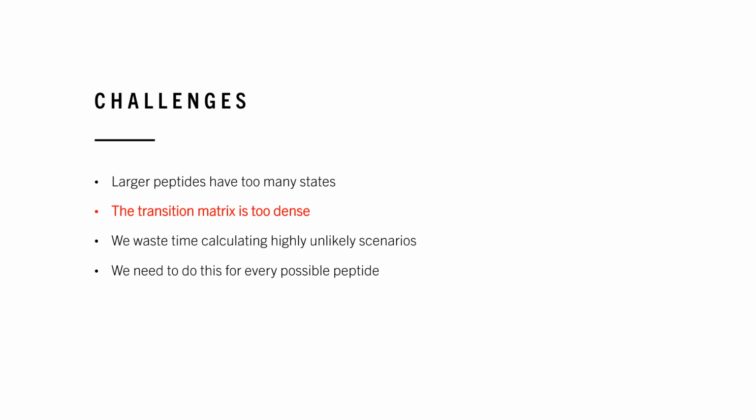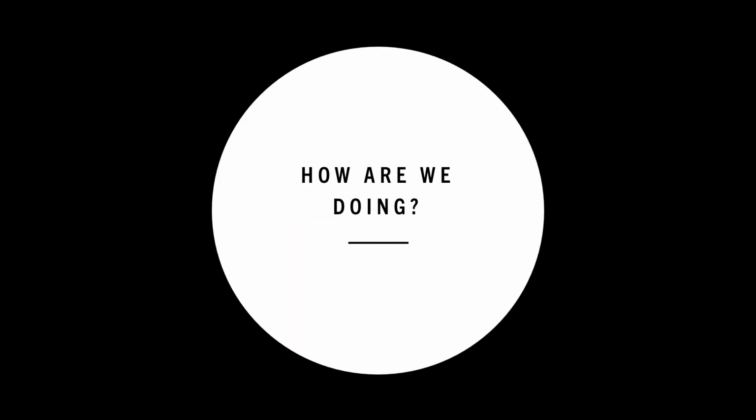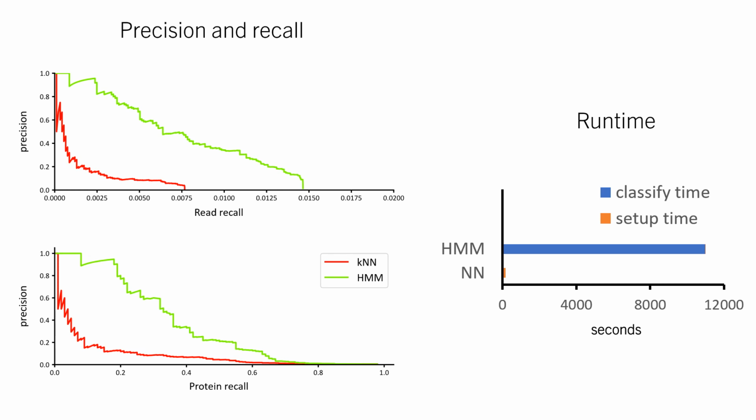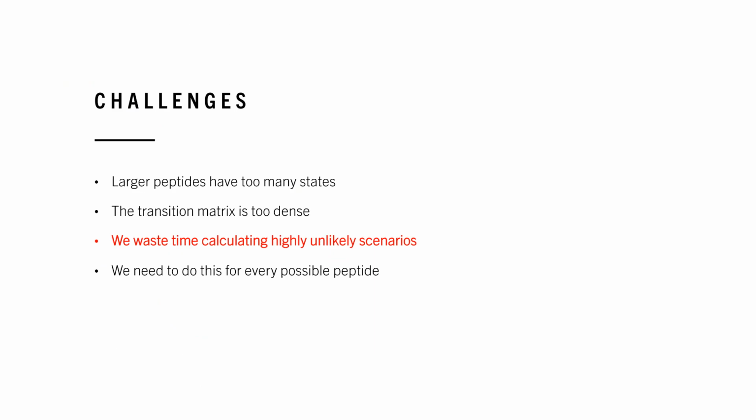So that's kind of how we deal with the density. And this gets us to a point where we can ask how we're doing because we've gotten the problem to be tractable so that we can actually plot our situation. And so this is how we did with k-nearest neighbors, and this is how the Markov model does. As you can see, we have a lot more area under the curve, which is good, but the runtime is horrific. We're looking at about 3 hours here or something like that.